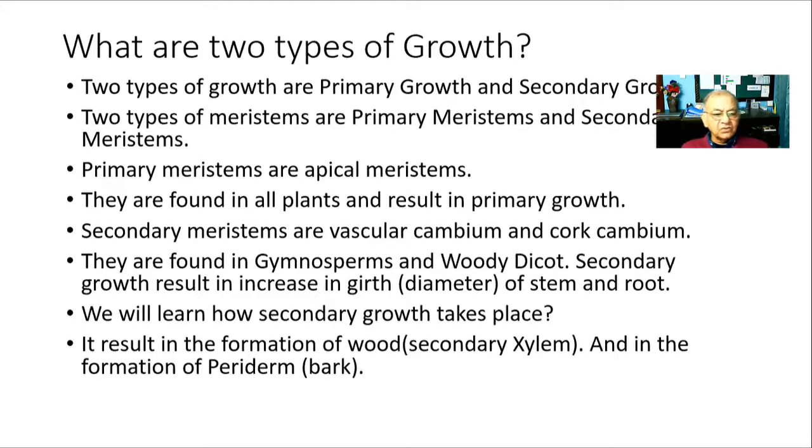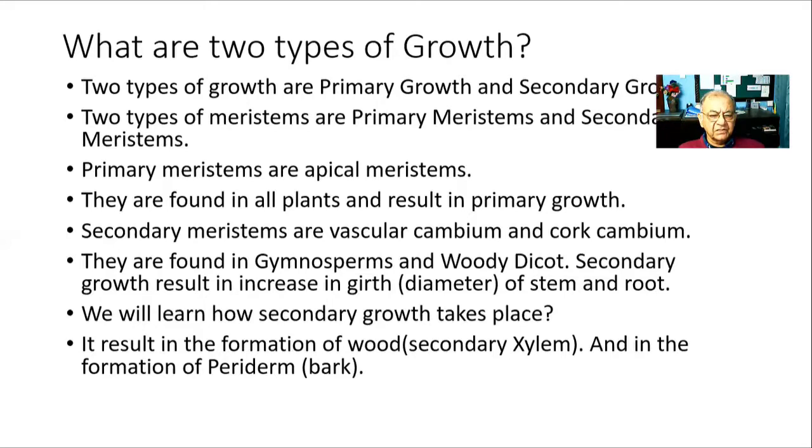But in addition to this primary growth, in some plants, there is also secondary growth. And this secondary growth is because of the presence of secondary meristems. As you will learn, there are two types of secondary meristem. One of them is called vascular cambium, and the other one is called cork cambium. And these secondary meristems are present in gymnosperms. These are the cone-bearing plants.